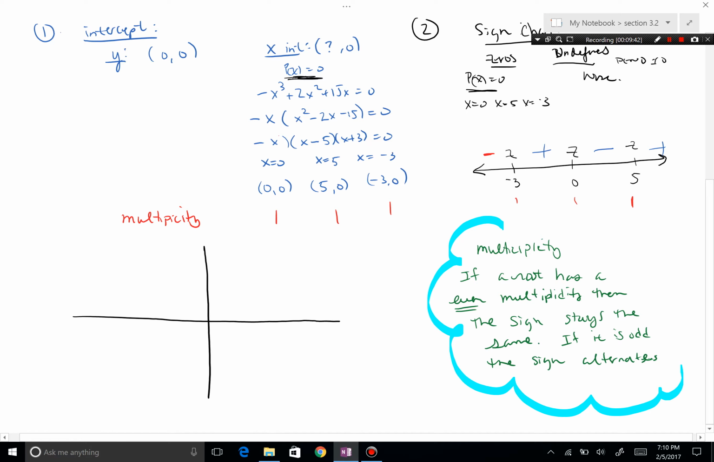Okay, so that's it. Whatever's here in your intercepts needs to also be here. So 0, 0, -3, 0, 1, 2, 3, 4, 5, 0. Now, here's something that's cool. The multiplicities also tell you what the shape of the root looks like. And because these are all multiplicity 1, that's a linear.